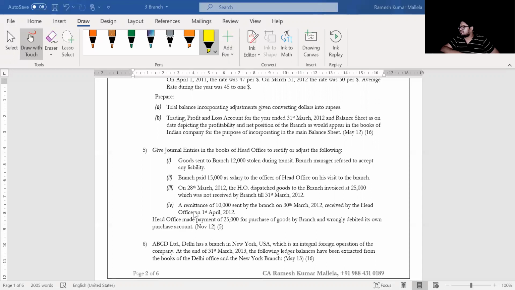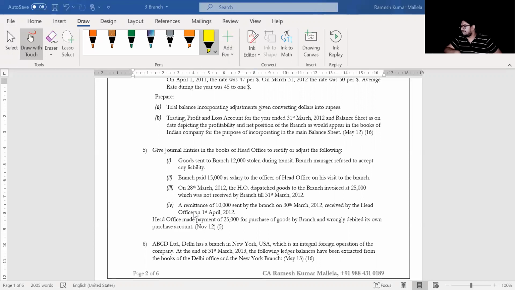Branch paid 15,000 as salary to the officer of head office on his visit to branch. That means it is similar to what we have written in branch. Now in head office, let us write. Branch is incurring an expense on my behalf, and the expense is actually salary. So the entry would be salary account debit to branch account, because for me it is an expense, salary, and who incurred it? I did not incur, branch incurred. Hence I am crediting branch account.